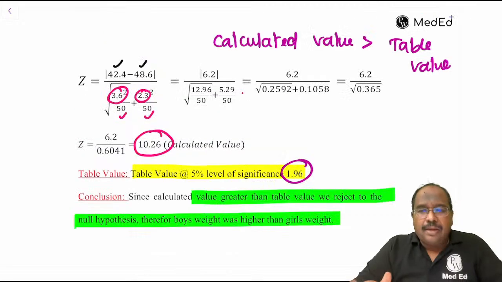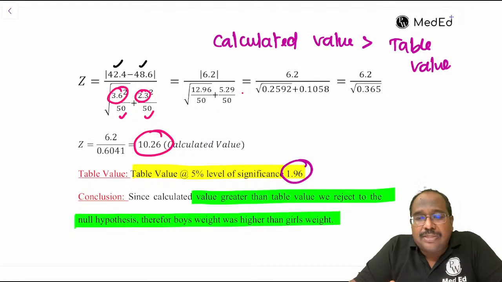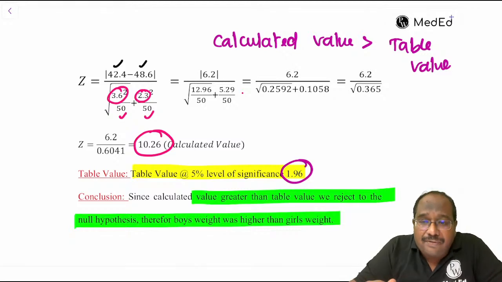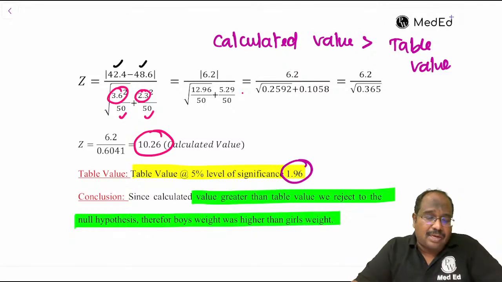I'm repeating again. First you state the null hypothesis, there is no significant difference. Second step, you say that there is a significant difference. Then you use the Z test: difference between the means divided by the standard error of difference between the two groups. You do the calculation, and if the value you got is more than the table value of 1.96, you reject the null hypothesis.